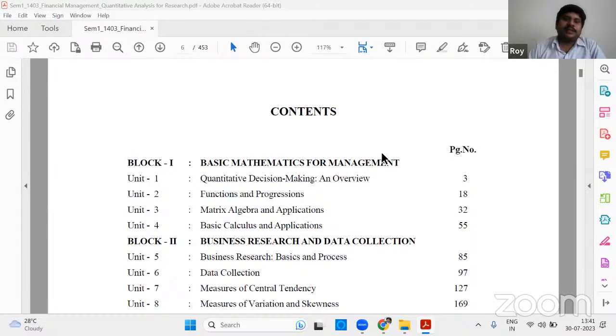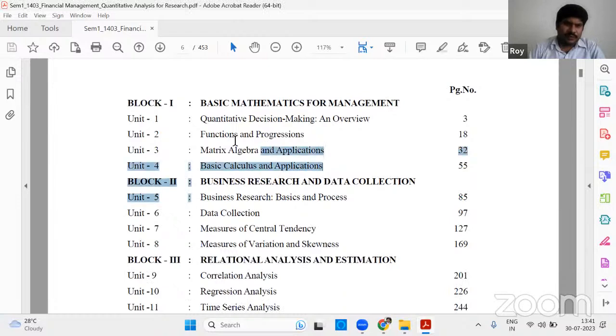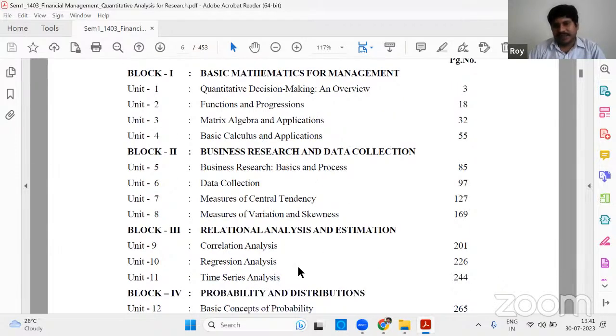In collecting the data, this first block, units 1, 2, 3, 4, is about the basic mathematics that we will use when analyzing the data. Not directly: functions we won't use, progressions we won't use, matrix algebra applications we won't use, calculus we may not use. But in the process of calculating and doing the analysis, we require some basics of this. We can take block 1 as completely business mathematics, or the basic mathematics.